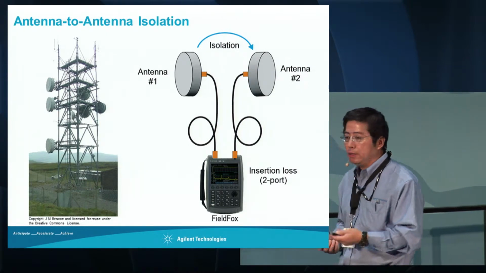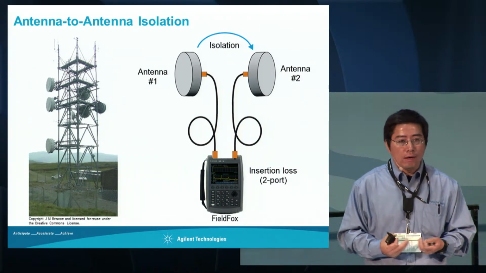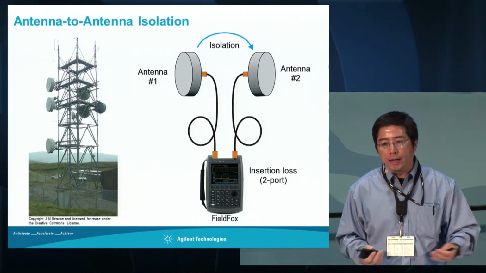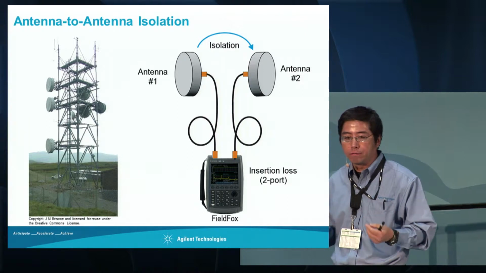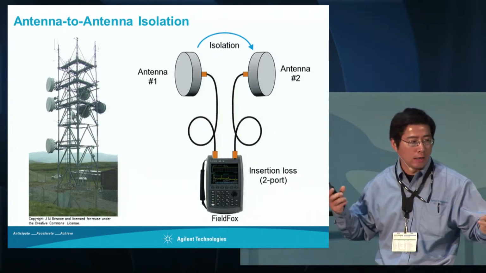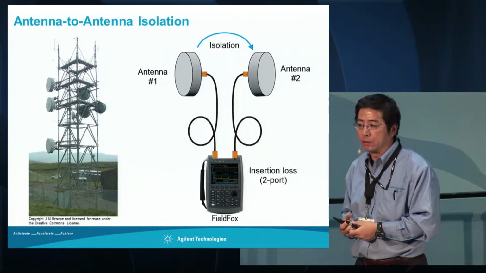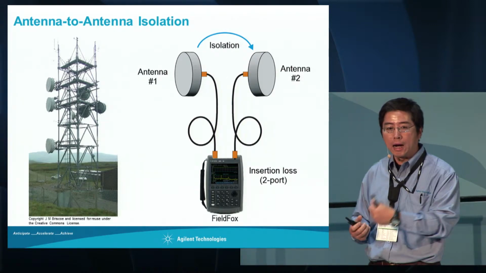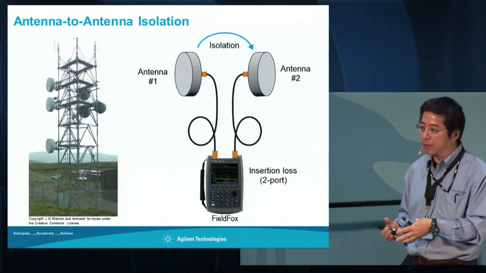Okay, let's look at the first measurement, antenna isolation. Why is antenna isolation important? It's critical for today's industry. Real estate on the towers is getting very, very limited, so you have a lot of antennas next to each other, and they start to interfere with each other, especially when you test one antenna and the other antenna is hot. The signal will couple to the antenna under test.